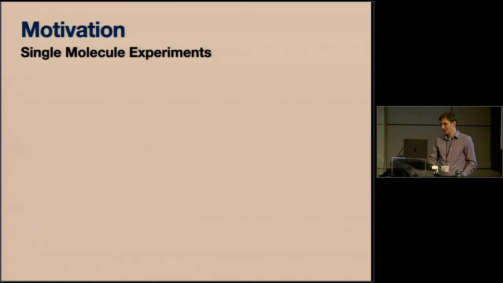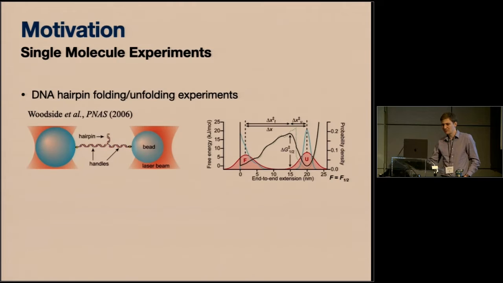So I'm going to start with a little bit of motivation. And in particular, for this model system, we're going to be thinking about DNA hairpin folding and unfolding experiments. So you can imagine a system such as this, where you have a micron-sized bead, which you can see through your microscope, for example, trapped by optical tweezers. And this example I'm showing here from Woodside is dual trap optical tweezers. And then between them, you have some sort of polymer or DNA linkers attached to a DNA or RNA hairpin.